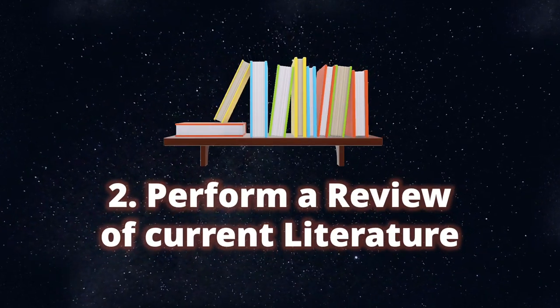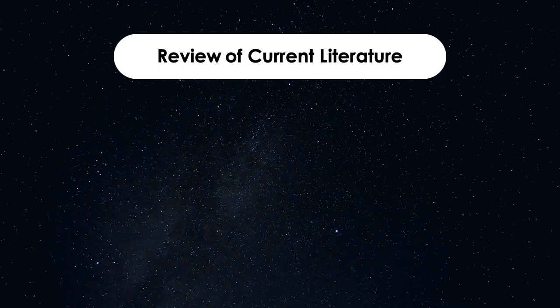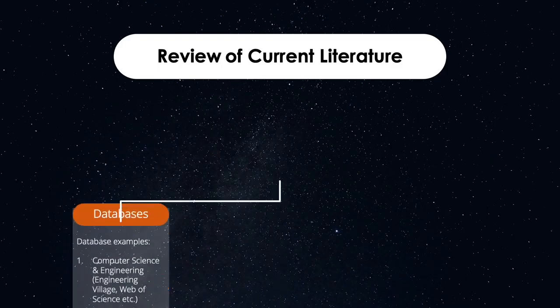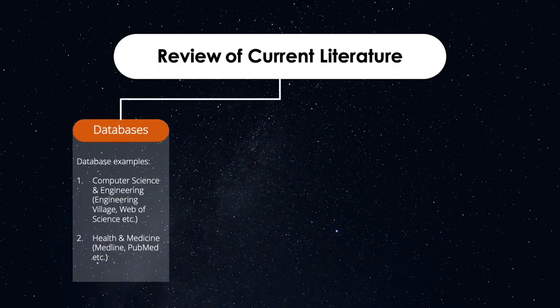Secondly, perform a review of current literature. When performing your review of current literature, you should first make a list of all the research databases relevant to your topic. There are databases for computer science and engineering, such as Engineering Village or Web of Science, or databases for health and medicine, such as Medline or PubMed.